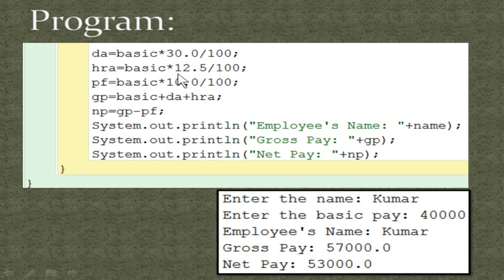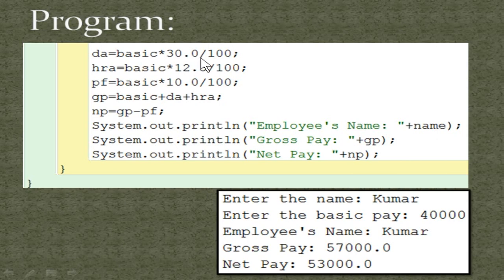Next is the calculation part. So DA equals basic into 30.0 divided by 100. Why I am using 30.0 is, if you use 30 divided by 100, both are integers, so it will result in an integer, but DA is declared as double. So when one operand is double and another operand is integer, automatically the result will be double. So that's the reason I use a double value here.